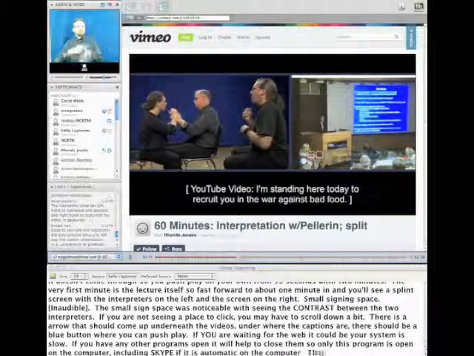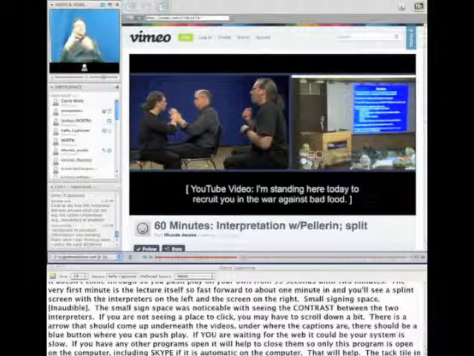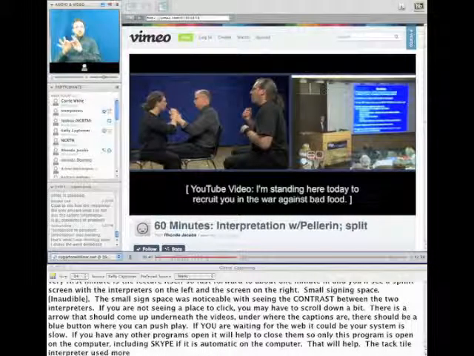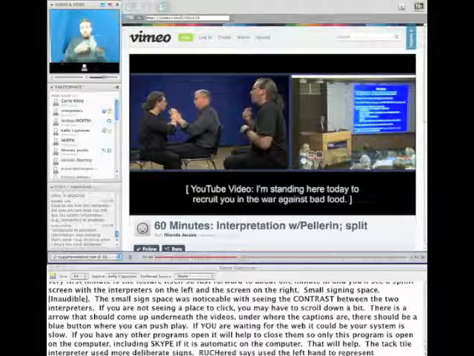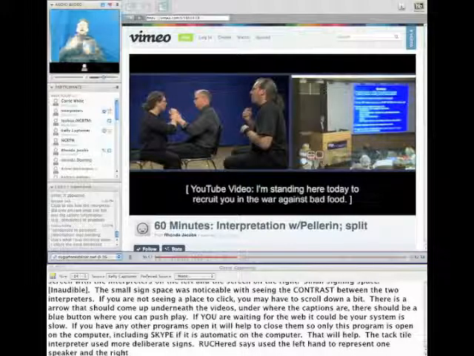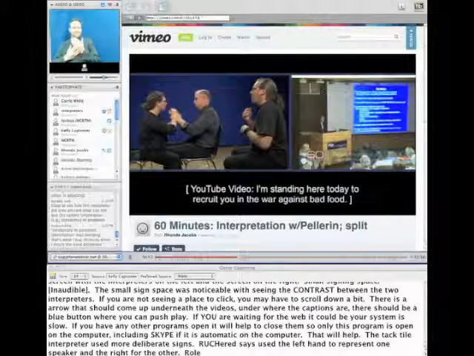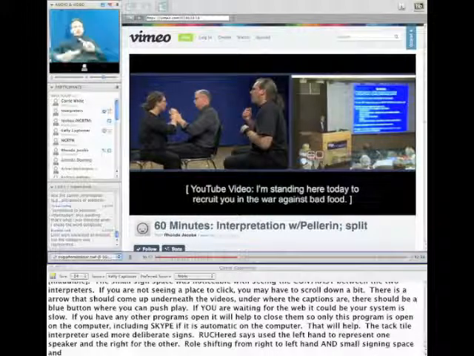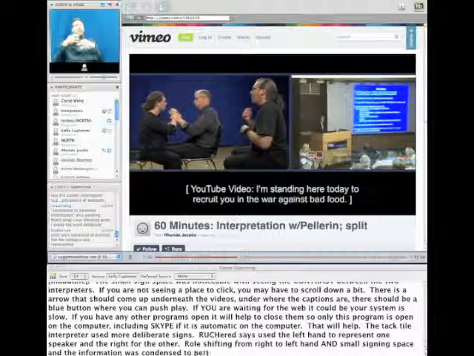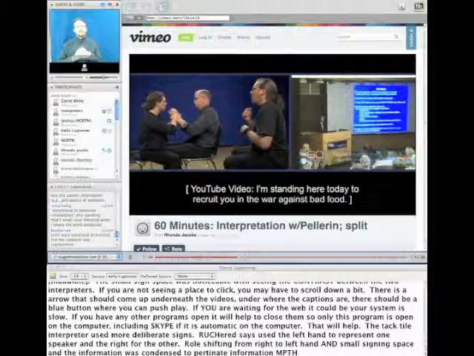Teresa's saying the tactile interpreter used more deliberate signs. Richard's saying the interpreter used their left hand to represent one speaker and the right hand to represent the other. Role shifting from right to left hand, small signing space, and the material was condensed to the pertinent information. The lists were truncated or omitted, but the category was represented.